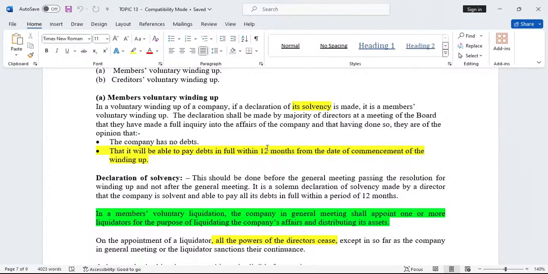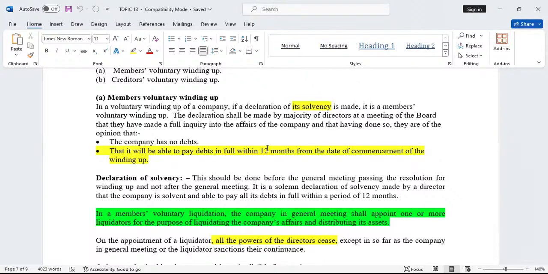So he has to prepare a report after the end of each and every year to indicate how far he has been able to undertake the liquidation. If it is the members who appointed him, then this report will have to go to the members and indicate clearly how far he has actually been able to undertake the liquidation.